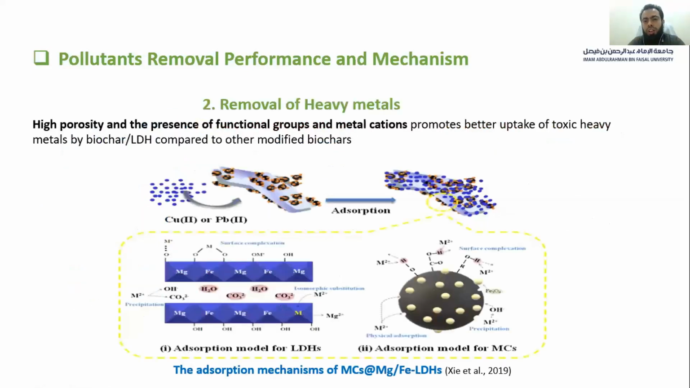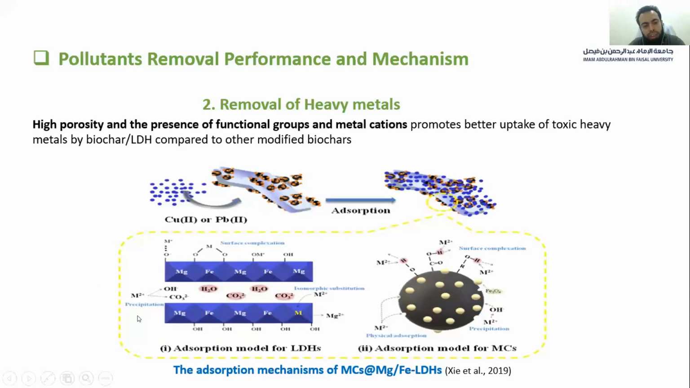Similarly, for the removal of heavy metals, because of the highly porous structure of the composite and the availability of functional groups, there is better removal of heavy metals from biochar. You can see it here in the diagram. The divalent copper and magnesium are removed by LDH biochar by three major mechanisms that include surface complexation. The heavy metals like copper and lead interact with oxygen functionalities of the LDH and form surface complexes.